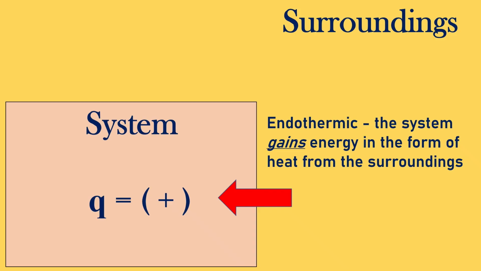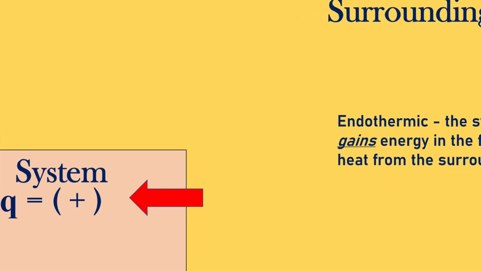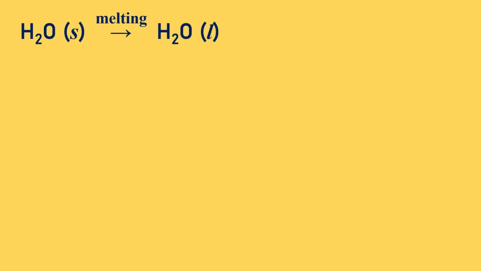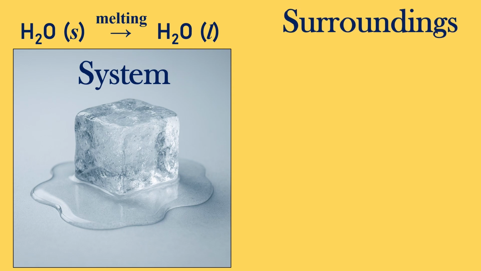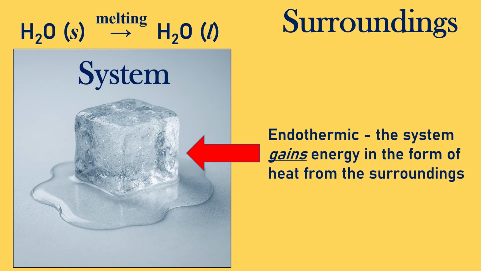Let's look at some specific processes. I'll start with simple physical processes like phase changes of water. Consider the melting of water ice. Here, water solid, or ice, changes into water liquid. The ice is the system, and the rest of the universe is the surroundings. In order for this process to happen, heat needs to go into the ice for the ice to melt. This is an endothermic process, and q equals positive.